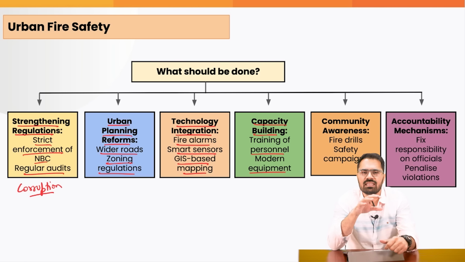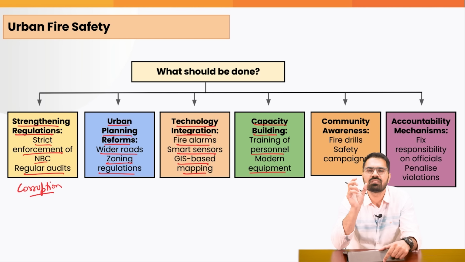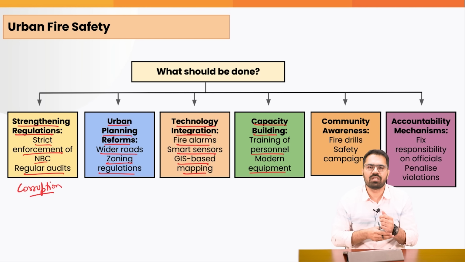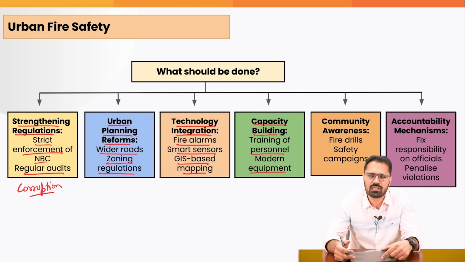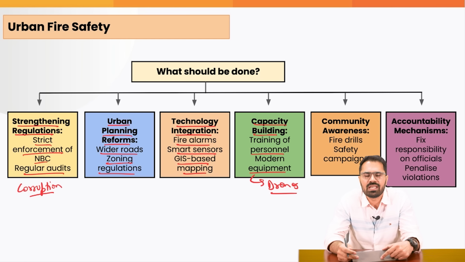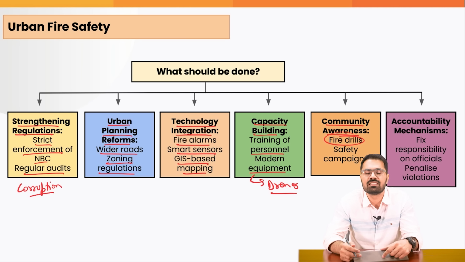In this regard, so many lives are being lost and the timing becomes critical. So to get people to that particular area in a very short span of time, we have to train them to be always ready for such kinds of incidents, along with the technological integration. Now modern equipment here can also include drones. Drone-based water sprinklers can be used. Then you have to have community awareness in the form of fire safety drills and safety campaigns.